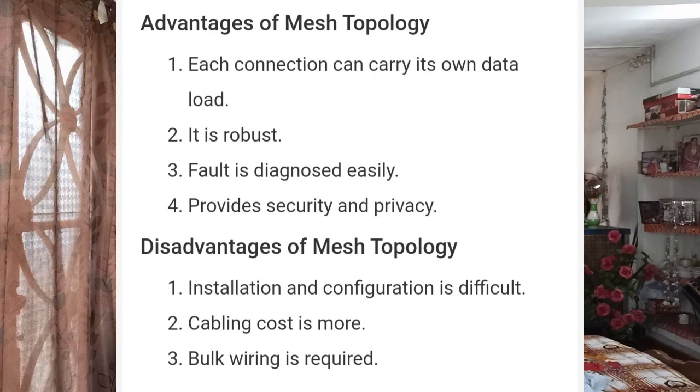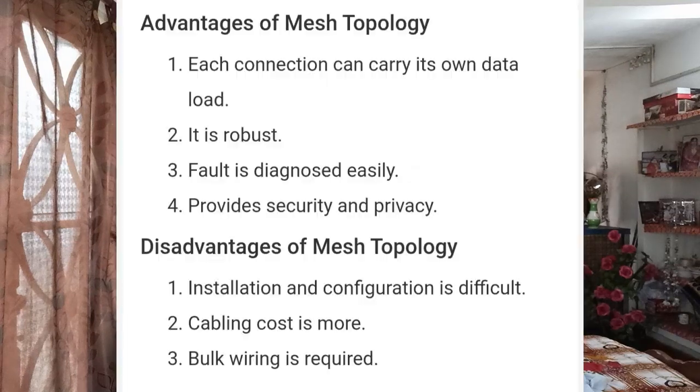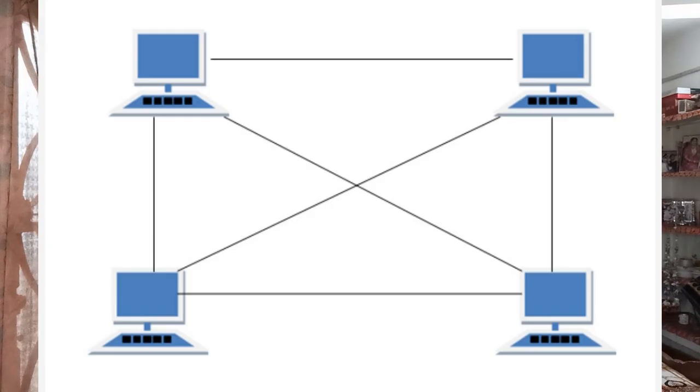The second disadvantage is cabling cost is more. As you see on the diagram, many computers are connected to each other, and every computer is connected with the help of cable. So cable cost is very high in such a type of topology. The last one is bulk wiring is required. As you see on the diagram, every computer is connected to other computers, so lots of wire is required to connect all the computers with each other.